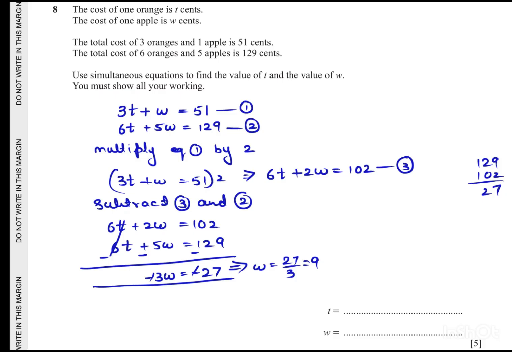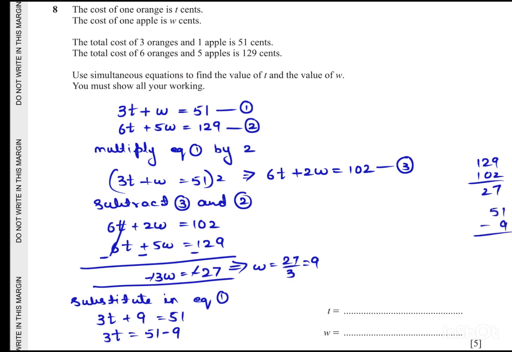Now substitute this in equation 1. Equation 1 is 3T plus W. W is 9 I got, so I'll just put that. Then 3T is equal to 51 minus 9. 51 minus 9 is, 11 minus 9 is 2. This is 11 and this is 4. So 4 as it is.